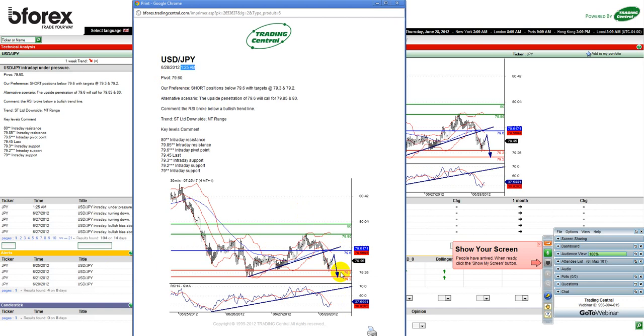Next, we have our preference and alternative scenario. Now, what exactly is our preference and alternative scenario? Our preference is the calculated signal itself. And the alternative scenario means that if by any chance the signal doesn't work, which is very rare, you use the alternative scenario. Now, remember something?